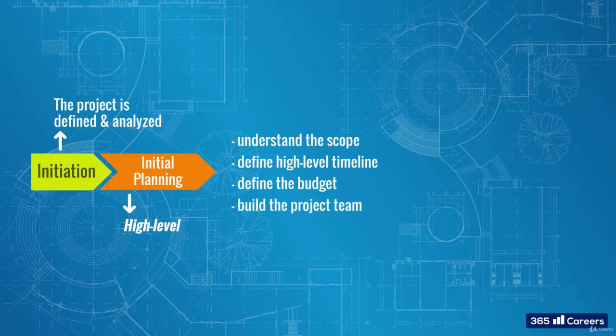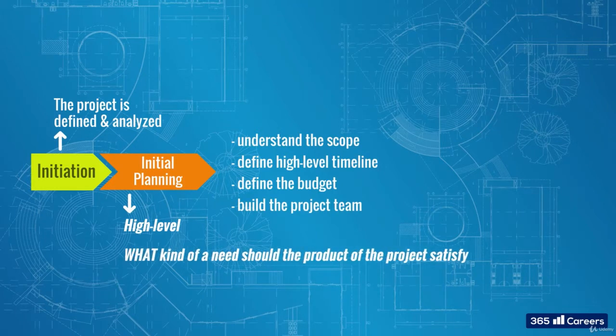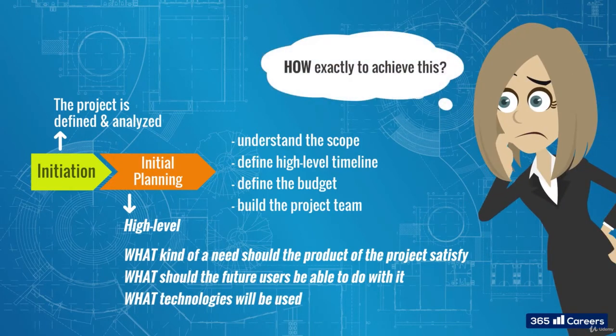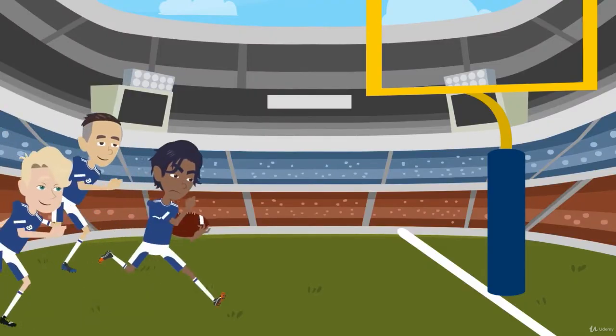Here, we need to have a good understanding of what kind of a need the product of the project should satisfy, what future users should be able to do with it, and what technologies will be used. The question of how exactly to achieve this, however, will be answered gradually from when the work starts. And here we have the distinctive part of Scrum, the way the work is executed.